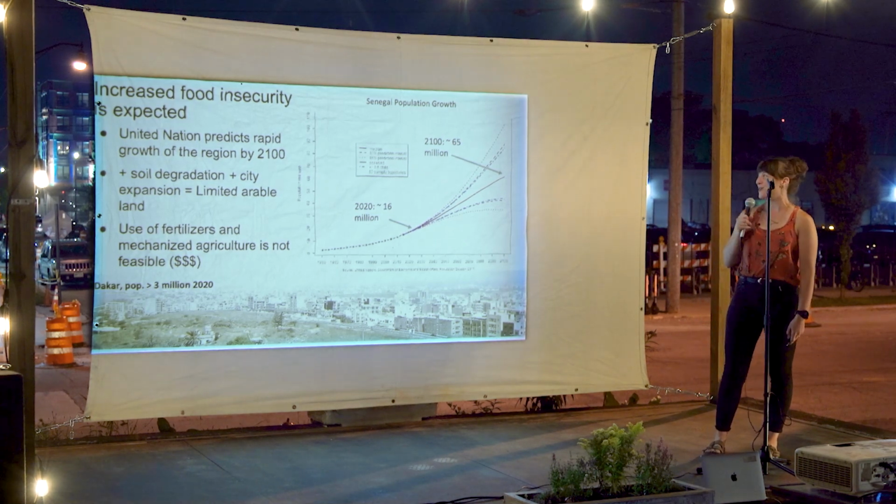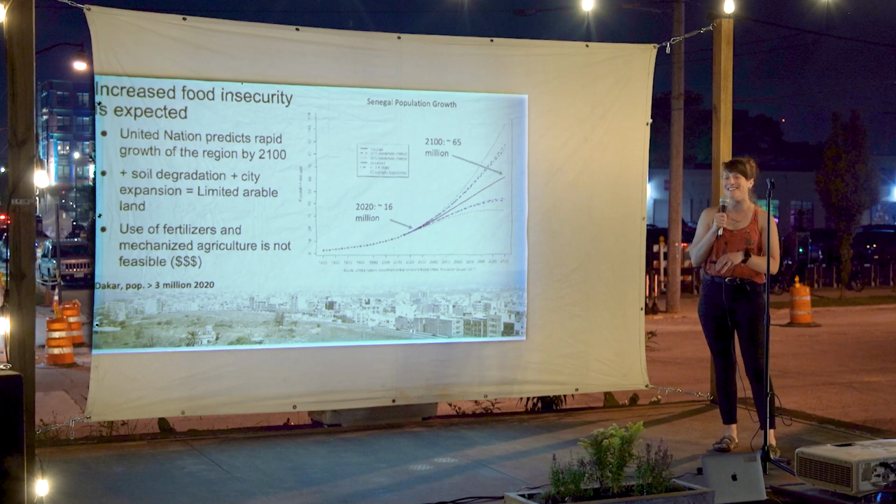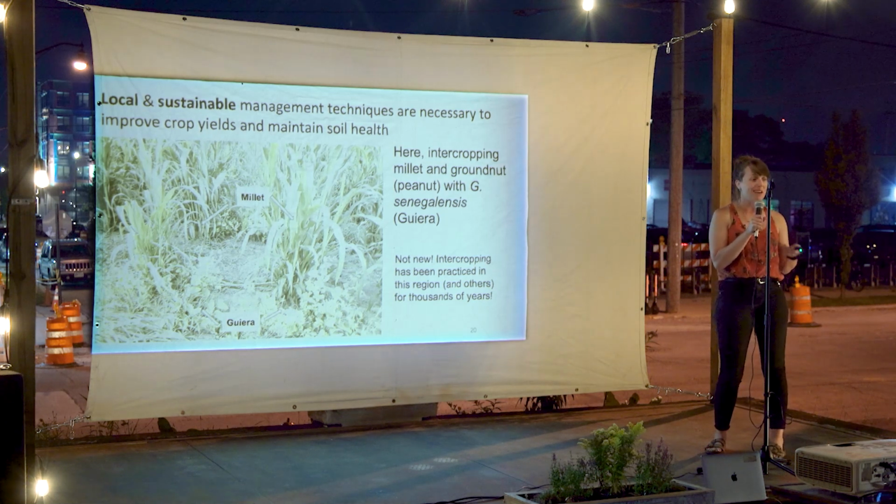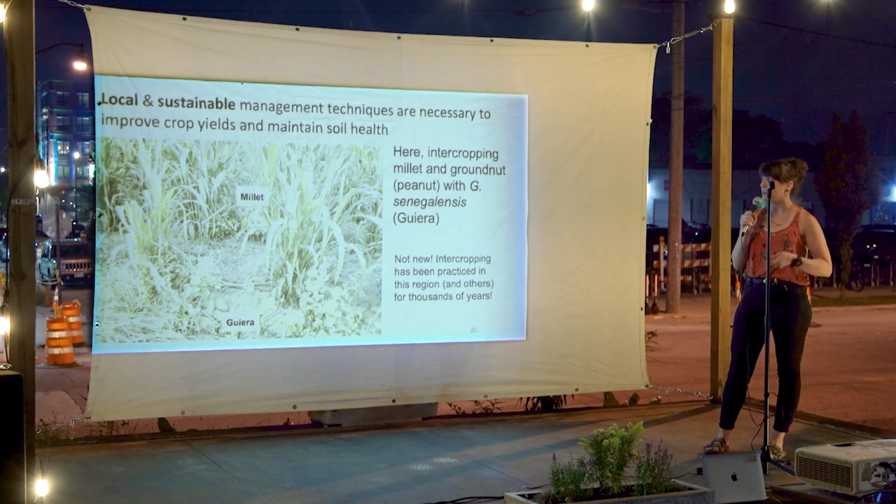Okay, so this data is from Senegal because that's the country that we work in, and the UN is predicting an increase from about 16 million people in 2020 to 65 million people in 2100, and that is a huge increase. Coupled with soil degradation, like we saw on the previous slide, and city expansion, they're facing a loss of arable land, a loss of farmable land. Also, use of fertilizers and mechanized agriculture isn't all that feasible. It's really expensive, and it's hard to get there. And it's also not sustainable. So local and sustainable management techniques are being investigated to improve crop yields and maintain soil health.